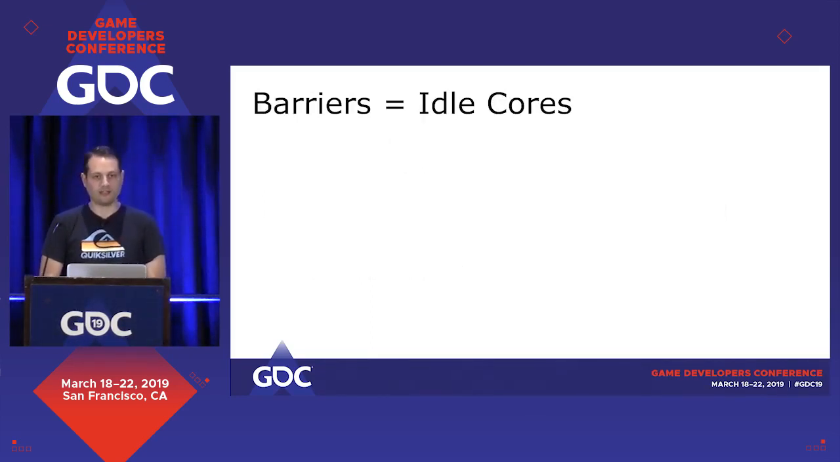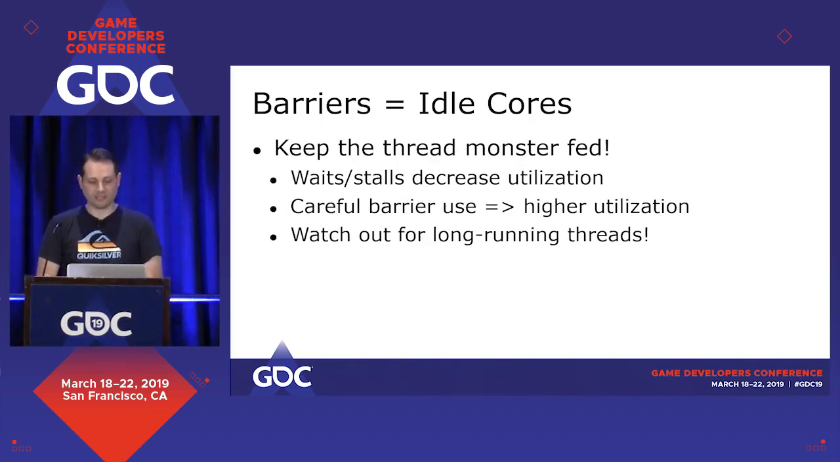And the third point is that, in general, having barriers is going to lead to idle cores on your GPU, which makes your GPU sad. So you want to really keep the thread monster fed. It's very hungry. It's got a lot of cores, so you want to minimize your barriers. Every barrier is going to lead to a wait or a stall, which is going to decrease your utilization. And so, naturally, careful barrier usage is going to lead to much higher utilization and hopefully higher throughput and lower frame times.